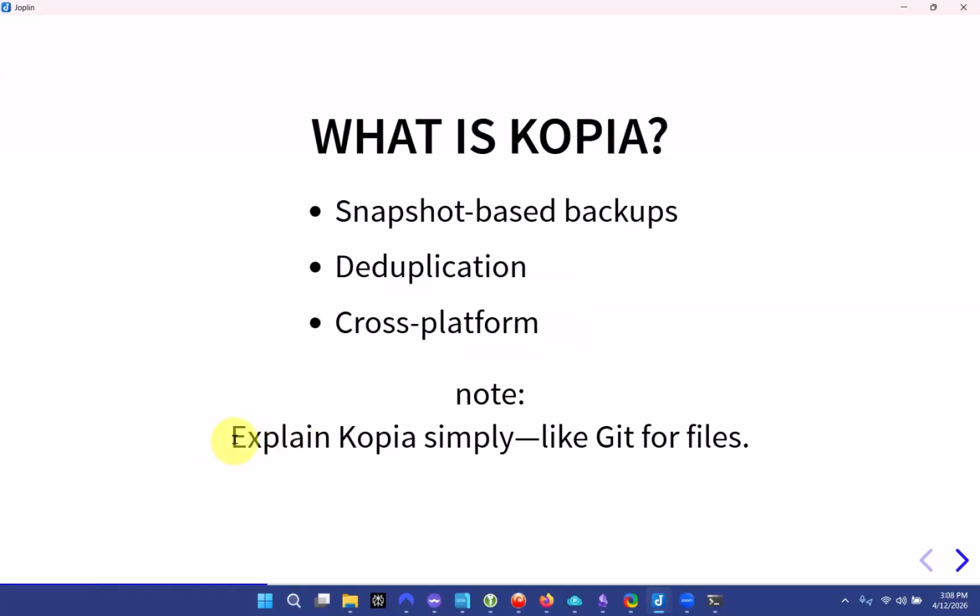And Copilot or ChatGPT told me to explain Copia simply, like Git for files. Any of you who are developers and know what Git is, it's not simple. I don't know why they put these two together. Git is a coding repository that works a lot like Copia, but it's hard to explain. I don't even know what it is.